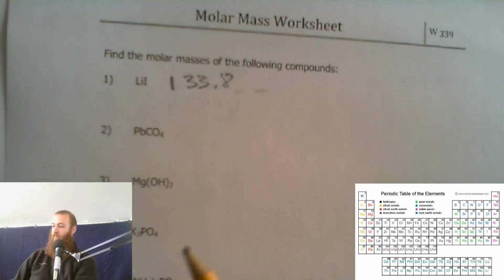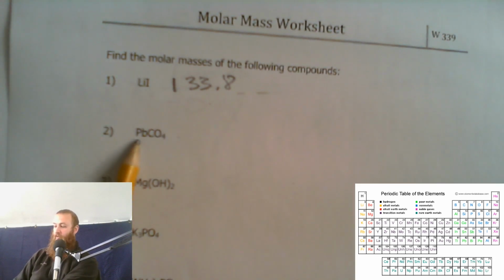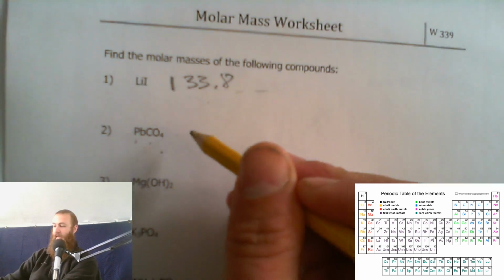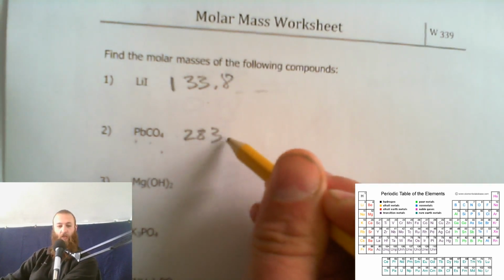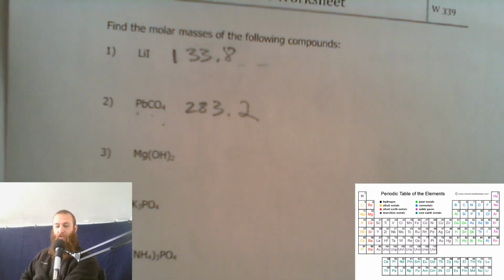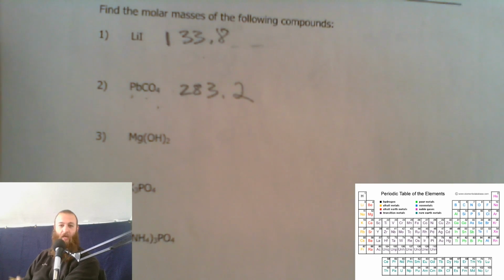The next one, you have 1 lead, 1 carbon, and 4 oxygens. That should add up to be about 283.2. Okay? If you guys are getting close to this, you're on the right track. And again, you should have 3 places after the decimal.